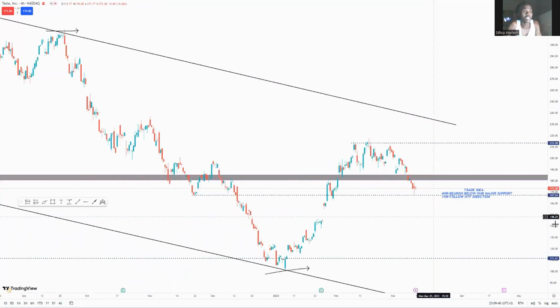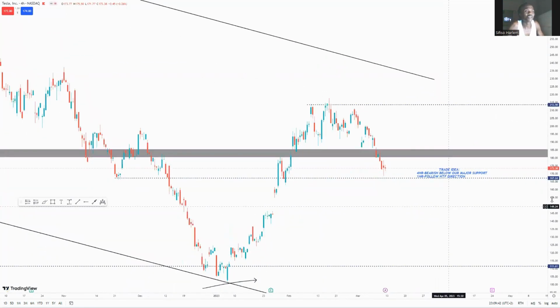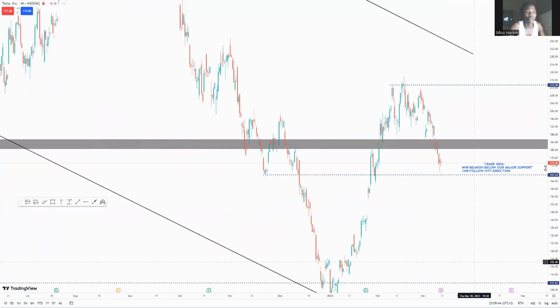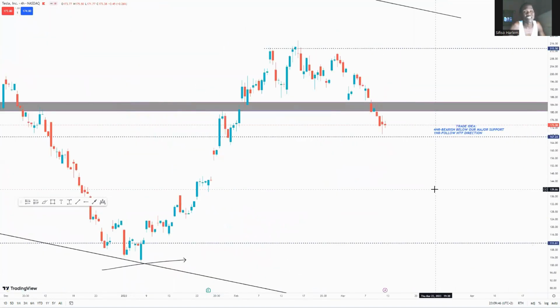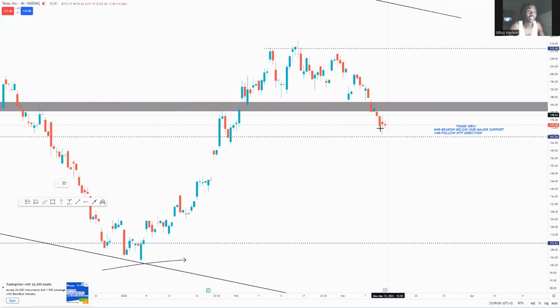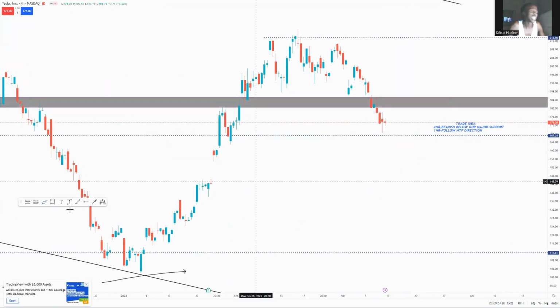So looking at Tesla, there's nothing for me to say on Tesla, because price is trading below my major support. So with price trading below my major support, as long as price doesn't continue to the upside, I'm still looking for price to be bearish, right? That's the only thing I can say. As long as price is still trading below my major support, I'm still looking for price to continue moving to the downside.